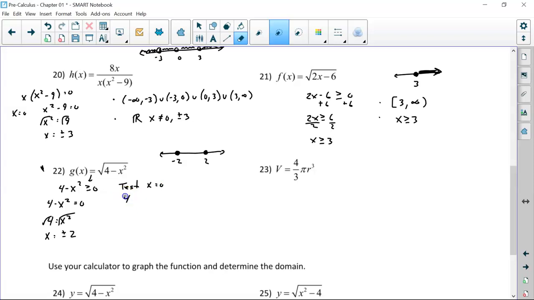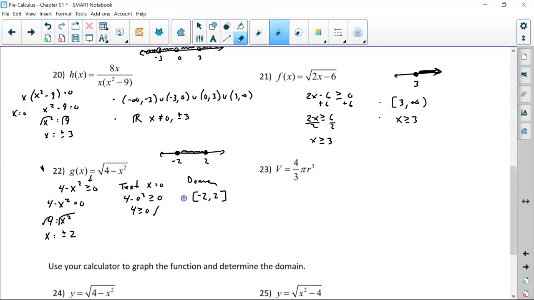So I get 4 minus, now x is 0, so 0 squared, greater than or equal to 0. Here's where the inequality comes back into place. We get 4 is greater than or equal to 0. That's a true statement, which means that 0 is a solution. So our solutions are going to lie between those 2 points. So I would write my domain, with brackets because of the solid dots, as negative 2 comma 2, and that's my domain.